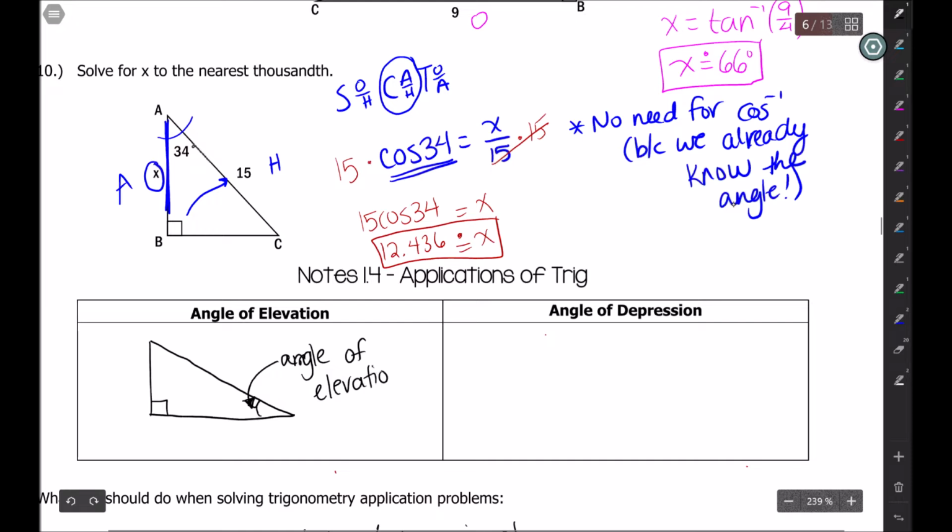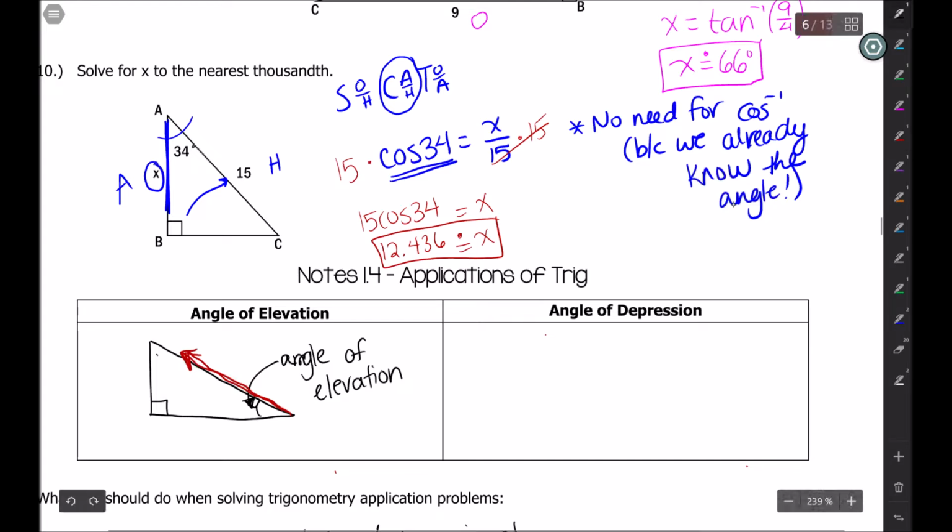Now, a lot of people will get confused because they'll think the angle of elevation is up here because elevation means high. But this is called the angle of elevation because it is elevating as we move through the triangle. So it's where it's increasing or going up, okay?